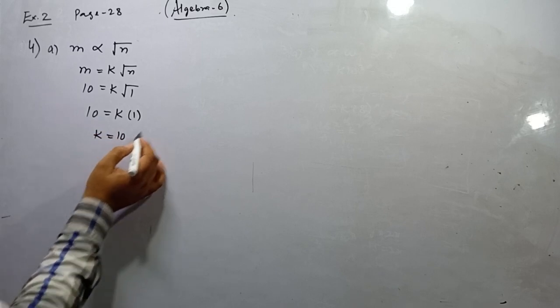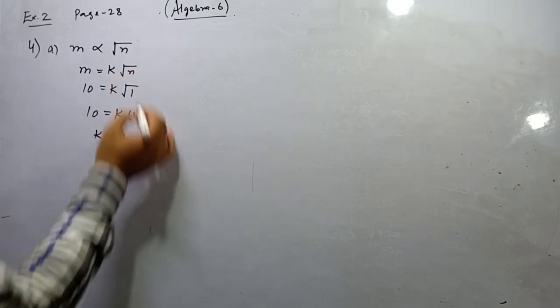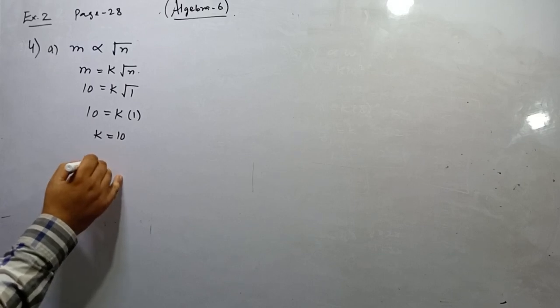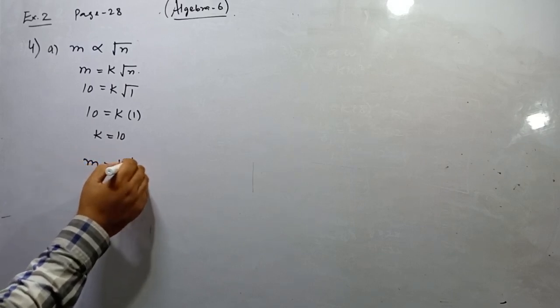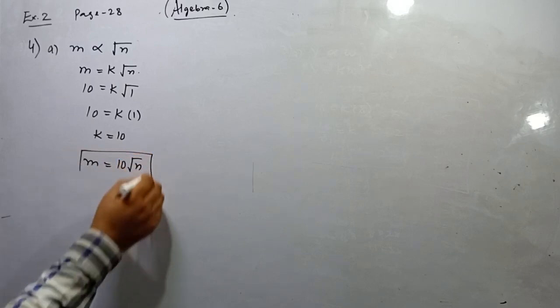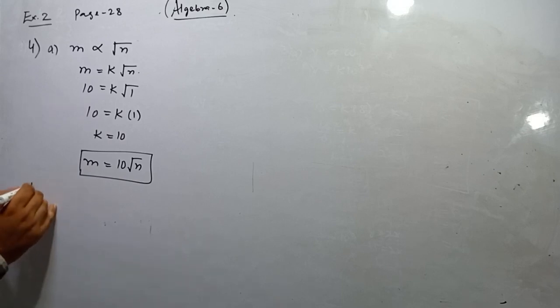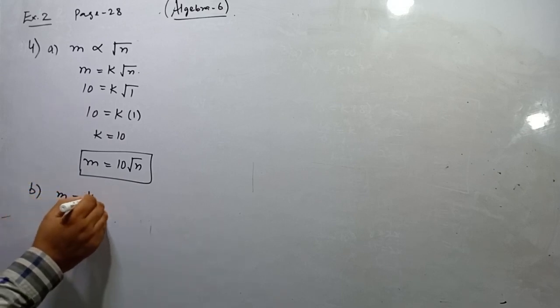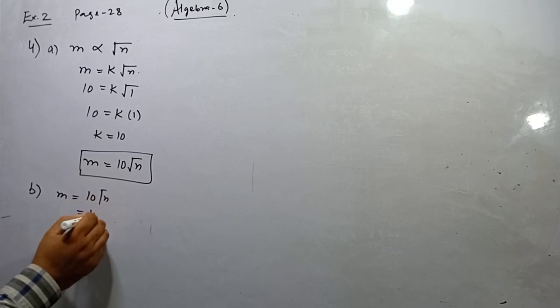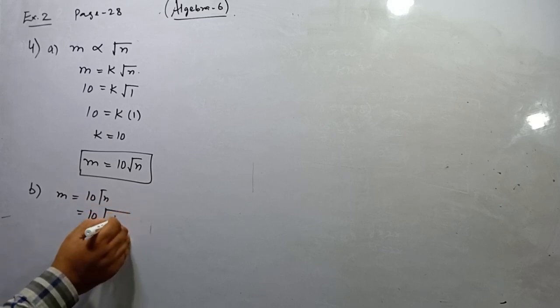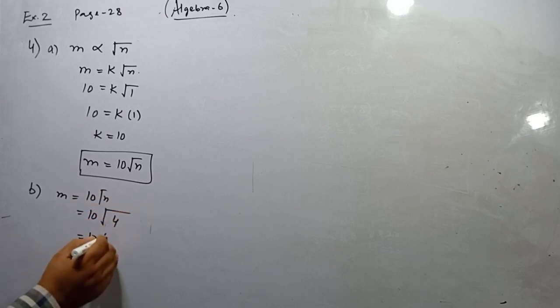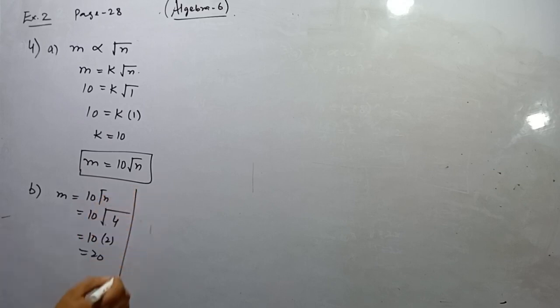Now do the substitution here. Put the value of K equal to 10 here. M is equal to 10 root n. This is the required formula. Find the value of M when n is equal to 4. The B part: we have the formula M is equal to 10 root n. In place of n, I will write 4. That's 10 times the square root of 4, which is 2, so it is equal to 20. This is B.